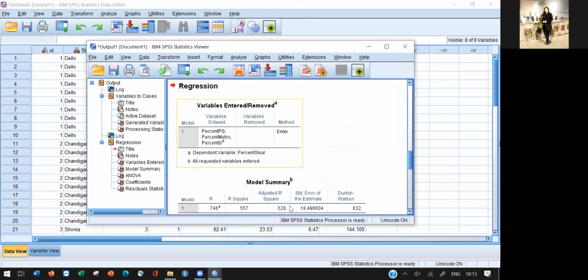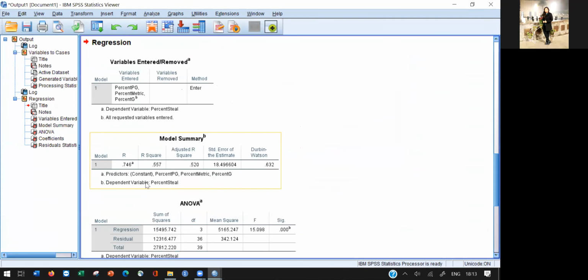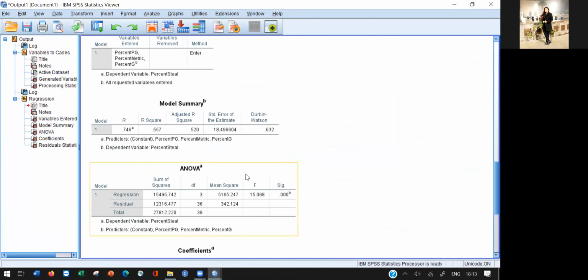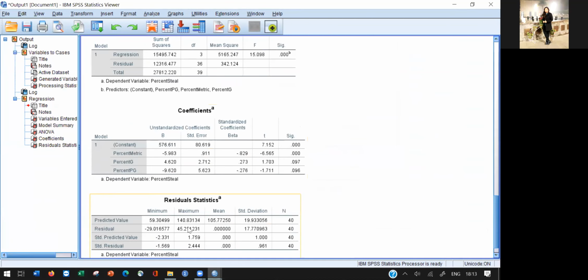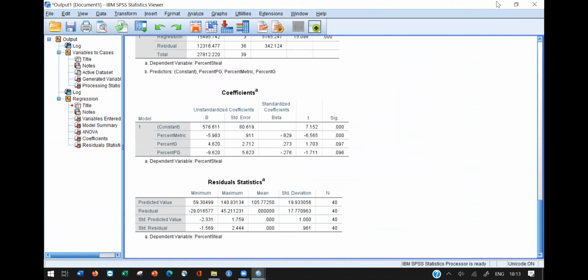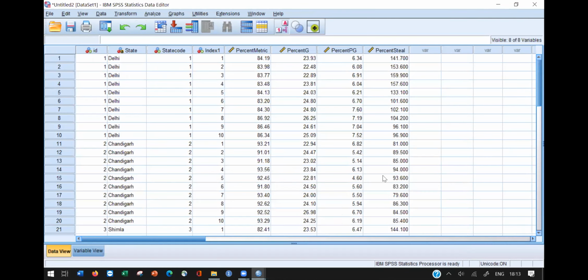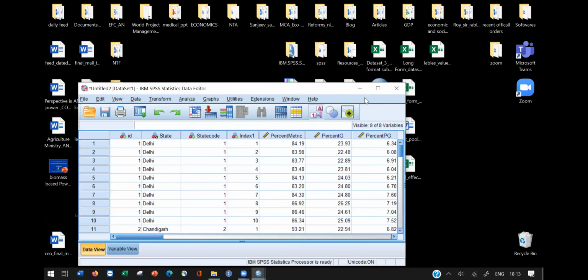So this is my simple pooled regression without any time effect. So I have got my value of R to be 74%, R square 55%, adjusted R square 52%. That means my model explains 52% of the variations. This is the ANOVA, the coefficients, residuals. This I'll explain to you in my presentation once again. But now let's move on to the second analysis.